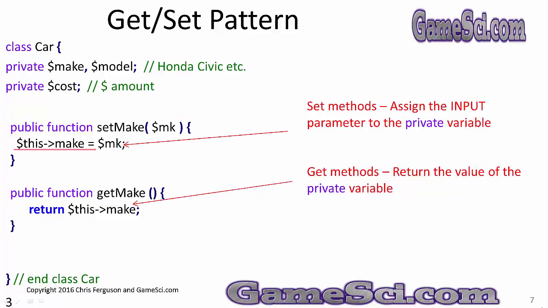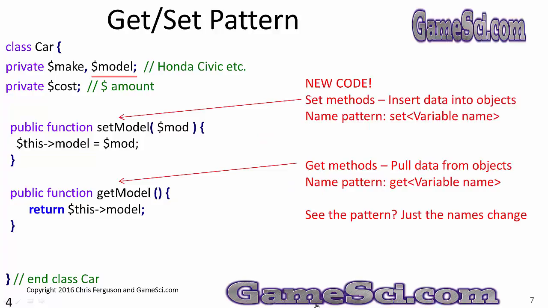Again, set methods assign the input parameter to the private variable. Anyone from outside the class can change the value in the make variable by calling setMake. A value will come into the parameter, and from there it'll go into the make variable. Get methods flip it the other way. They return the value of the private variable. Since make is declared private, no one can directly access it, but you can go to an object and ask it to return what is currently stored in the make variable, and that is what this code is doing.